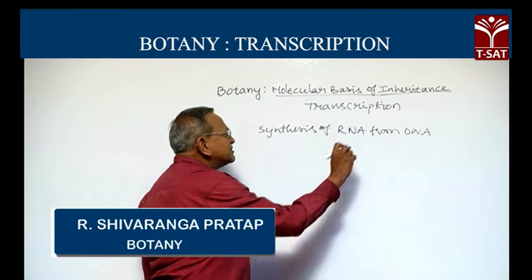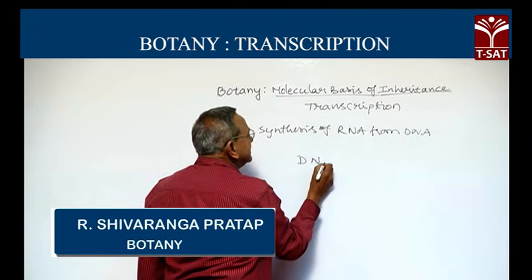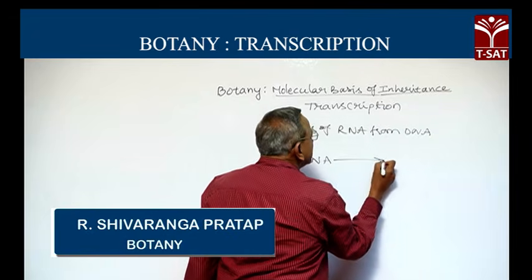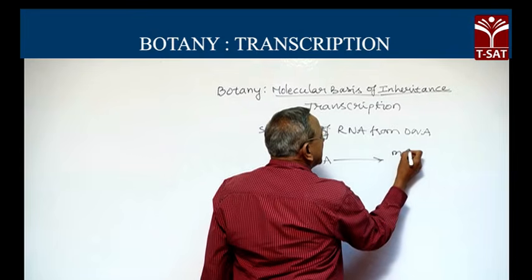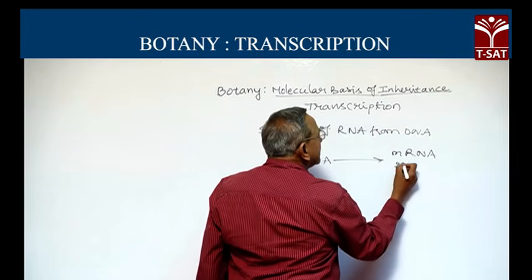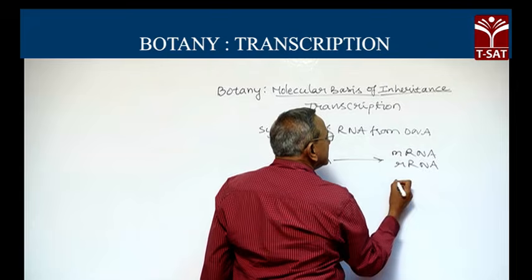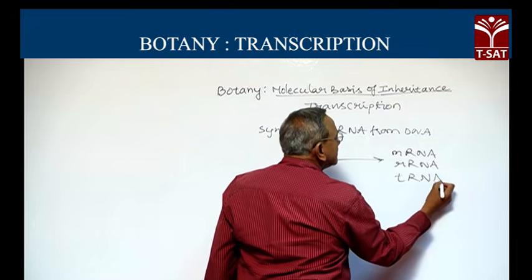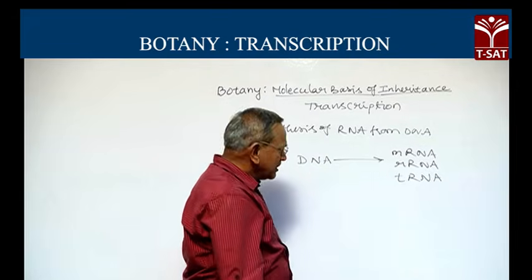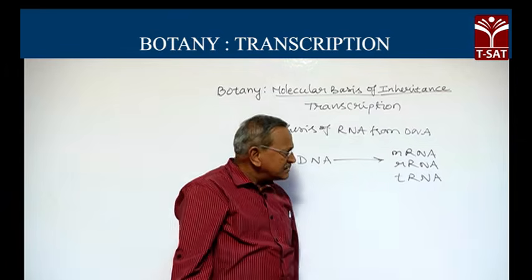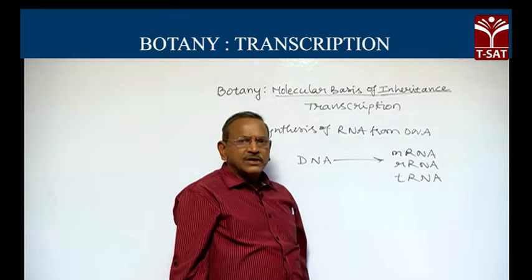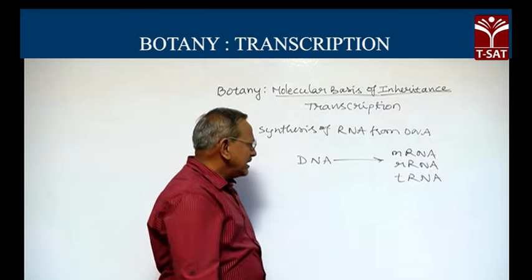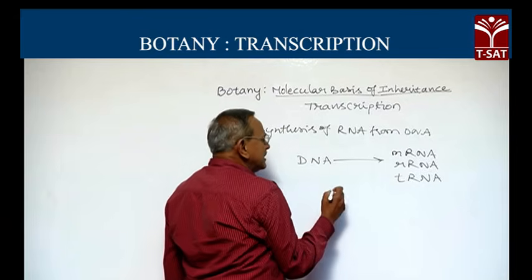And how many types of RNAs are there? This is the DNA, and we have at least 3 kinds of RNAs: mRNA, rRNA, tRNA. Of course, we have snRNAs and also subunits of rRNA.